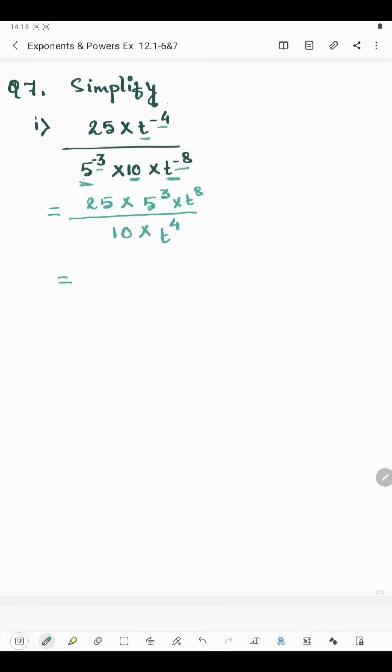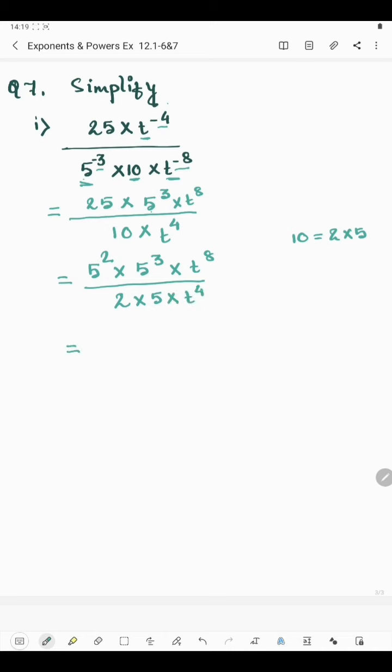Okay, now the next step we will have to find the prime factorization. Now 5 is a prime factor only, right? So what we can do here, we can find the prime factors of 25 and 10. So 25 means 5 into 5. So in place of 25, we can write 5 square multiplied by 5 raised to the power 3 multiplied by t raised to the power 8. And 10 can be written as 2 into 5. So 2 into 5 multiplied by t raised to the power 4.